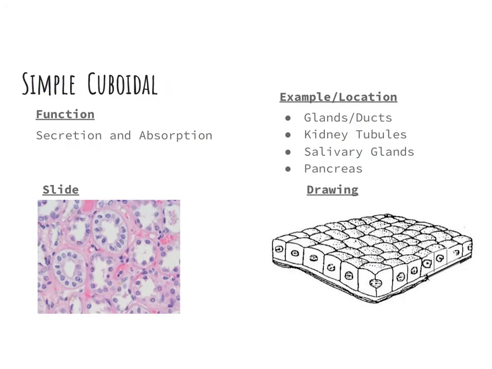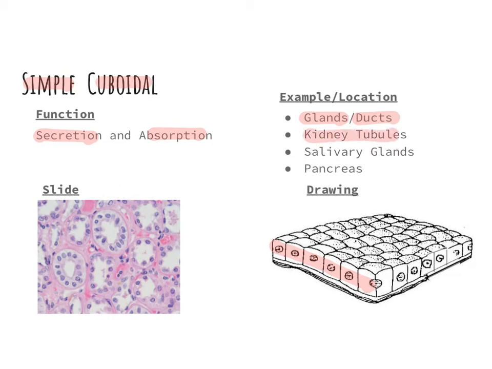All right, next we will discuss simple cuboidal. Simple meaning one layer, cuboidal, cube-shaped cells. You can see in the image that there's one single layer of these cube-shaped cells. This tissue functions to secrete and absorb things. So these are located in glands of our body, specifically the ducts of the body. This is where the secretion is taking place.